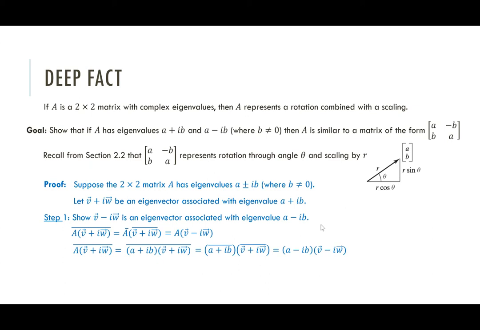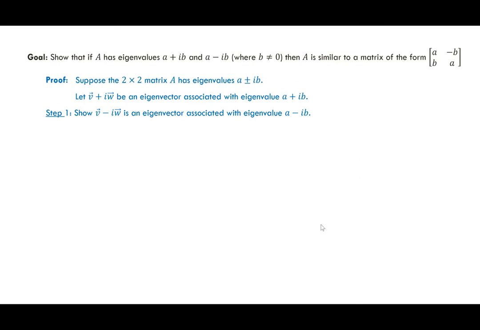Now I'm going to need some room. Step 1 is still here, but I'm removing the justification for it, since we've proved this. So now what's step 2? Step 2 is to show we've got this matrix S such that S inverse A S is in fact of the form we want. This is what's going to take us home. We're going to show that matrix A is similar to this rotation scaling matrix.